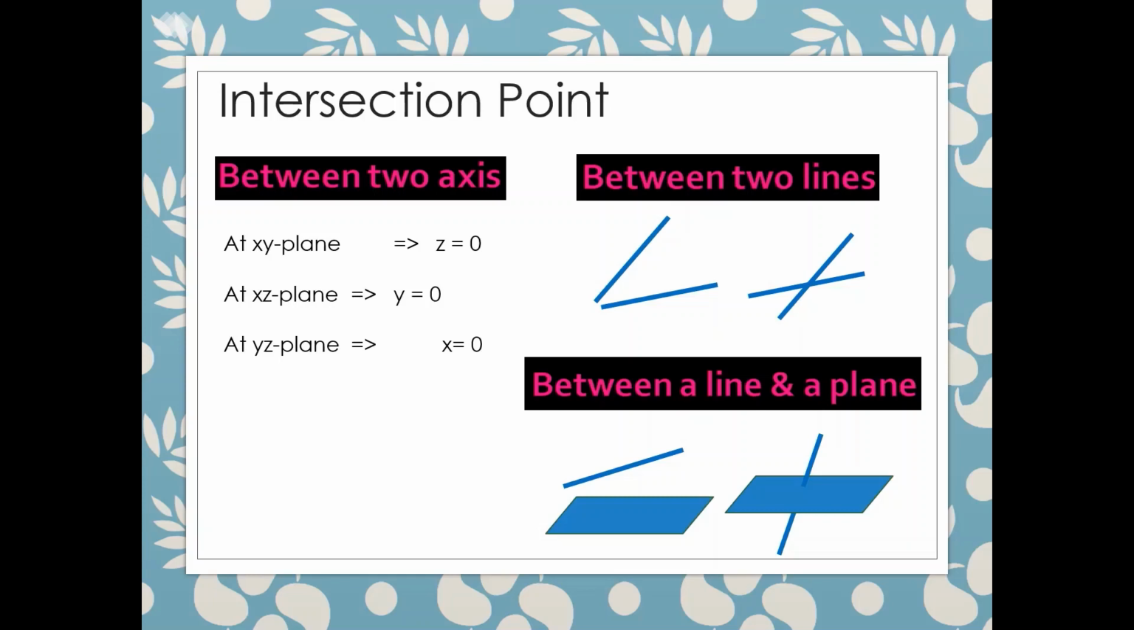The second case is when you need to find the intersection point between two lines. In this case, there are two possibilities of answer that you may obtain. That is either no intersection at all, or there is only one intersection point. Shouldn't be more than one intersection. The third case is when you need to find the intersection point between a line and a plane. For this case also, you may get either no intersection or only one intersection point.